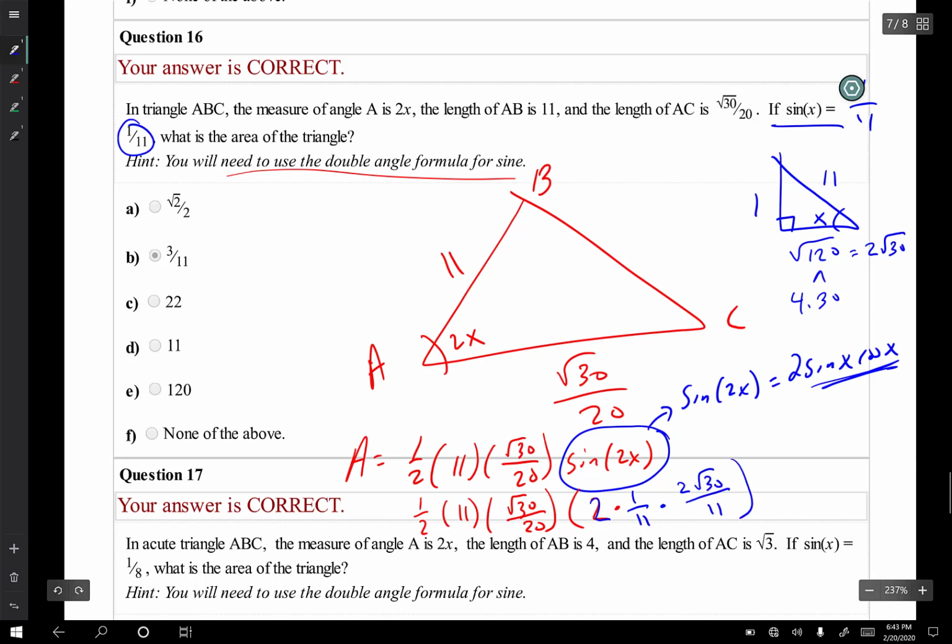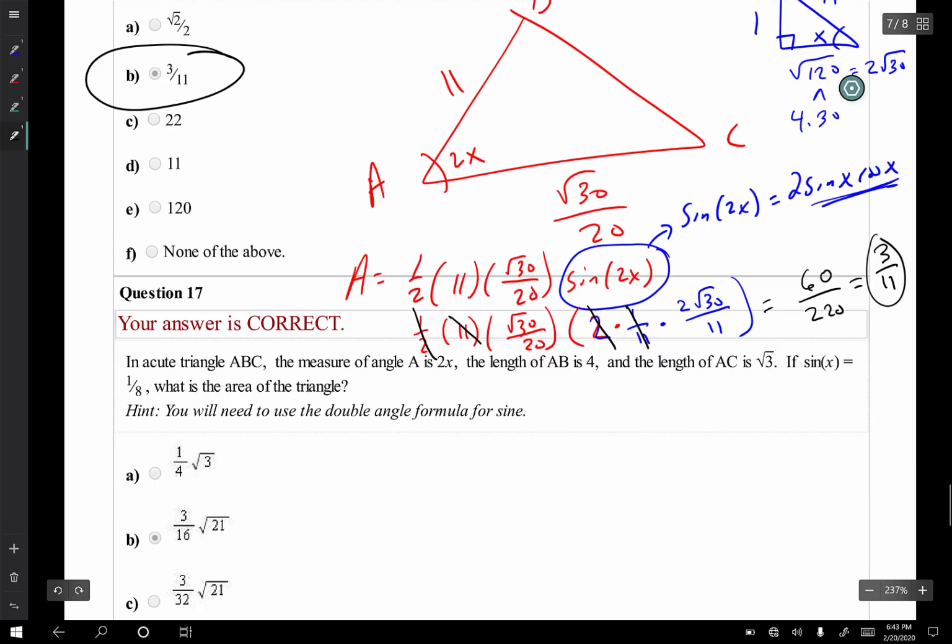So there it is. So let's see what cancels. I have an 11 and I have a 1 over 11. Out, out. I have a half and I have a 2. Out, out. So let's see. Square root of 30 times square root of 30 is 30, and I have a 2. 2 times 30 is 60. And 20 times 11 is 220. So 60 over 220 reduces to 3 over 11. There it is, guys. All right, let's keep going.